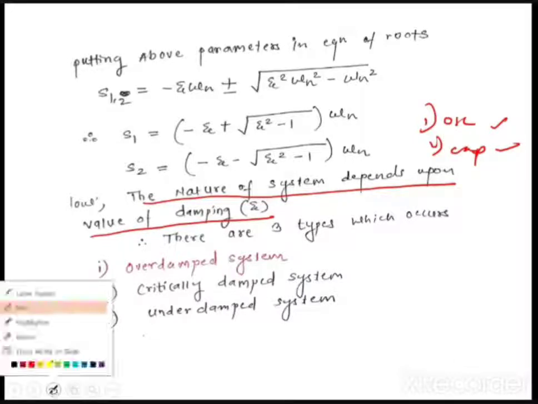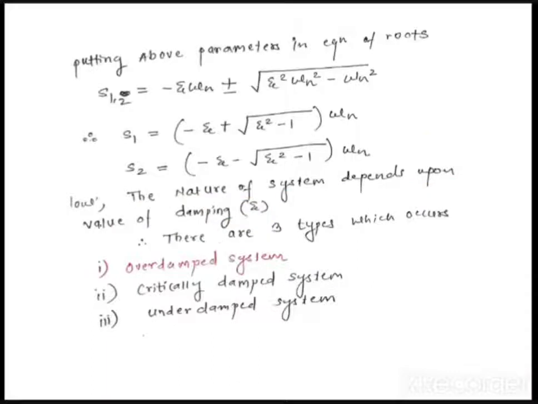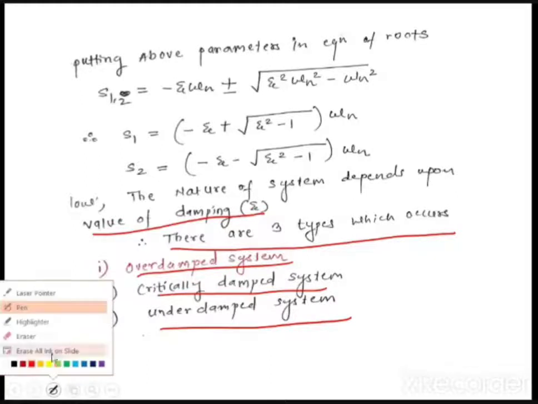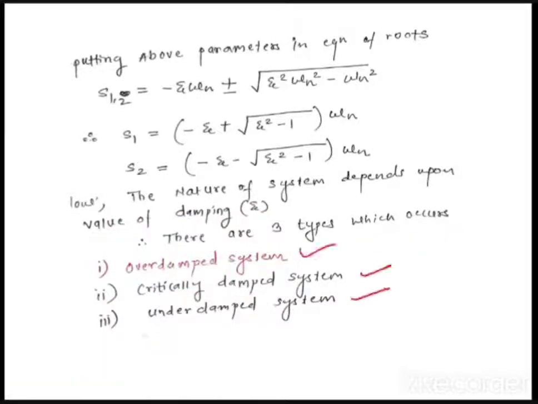Now, depending upon the value of damping, that is zeta, the magnitude of damping, there are three types: overdamped, critically damped, and underdamped systems. So guys, in today's lecture, we will understand these three types one by one. I hope you have understood the revision from the last lecture. You can also watch the corresponding live video.